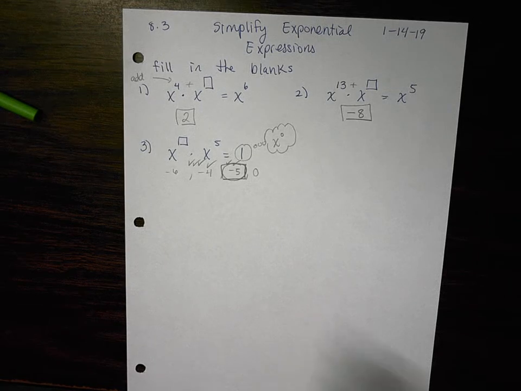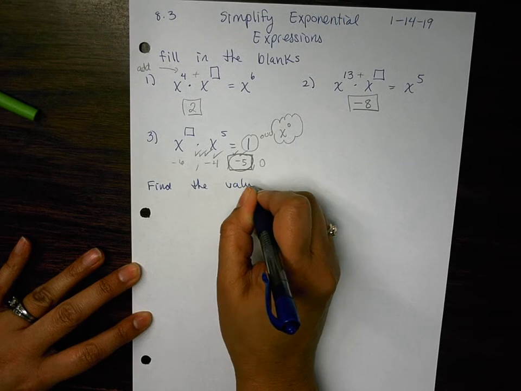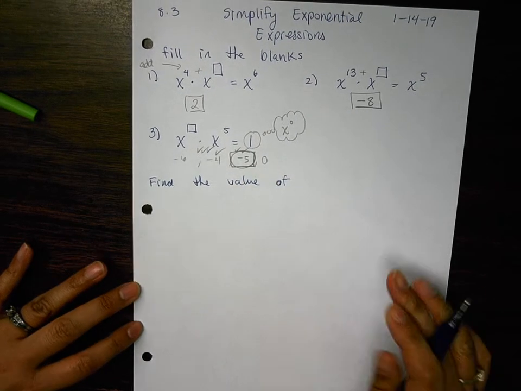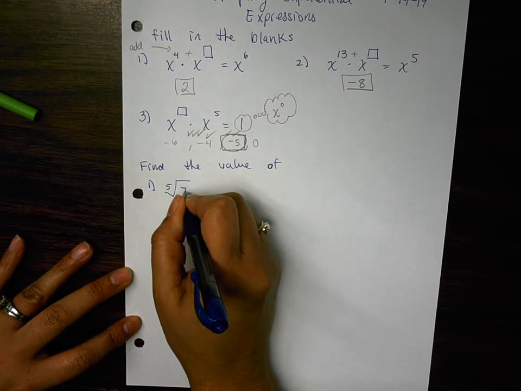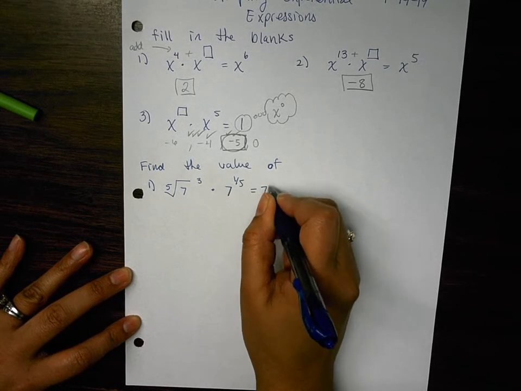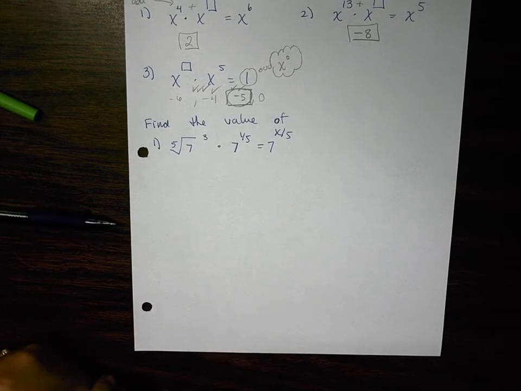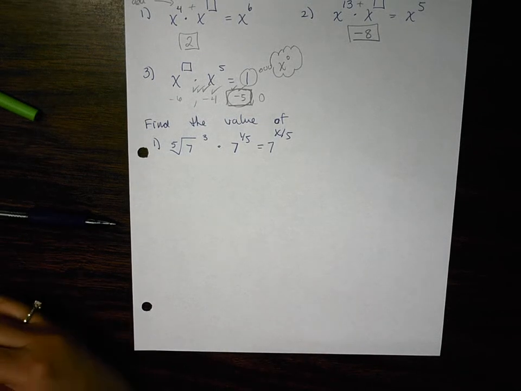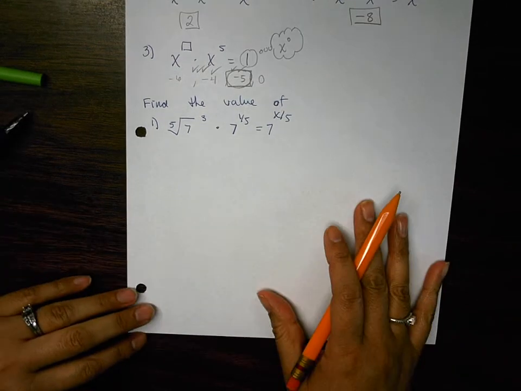Yes. All right. Next section, we are going to find the value of x. Number 1, the 5th root of 7 cubed times 7 to the 1/5 equals 7 to the x over 5. There are quite a bit of these on the test. Did we do it? We have. Good. I'm so glad you said that. He said, have we done these already? Yes, we have. So this little section right here is review. Actually, all of this is review. They're just some harder type problems.